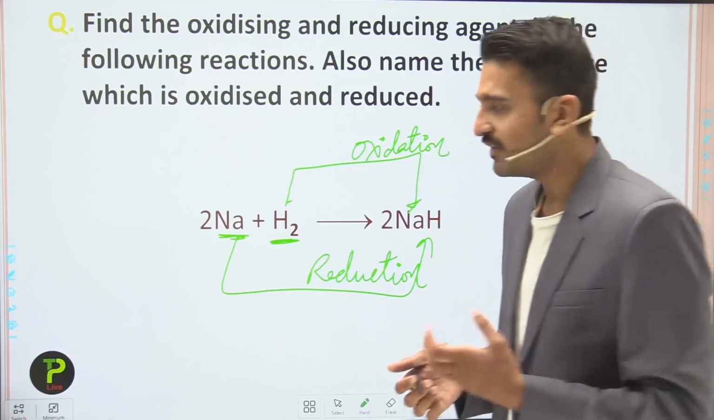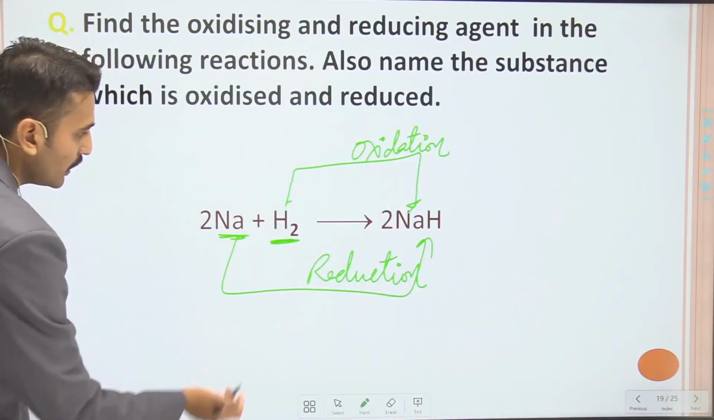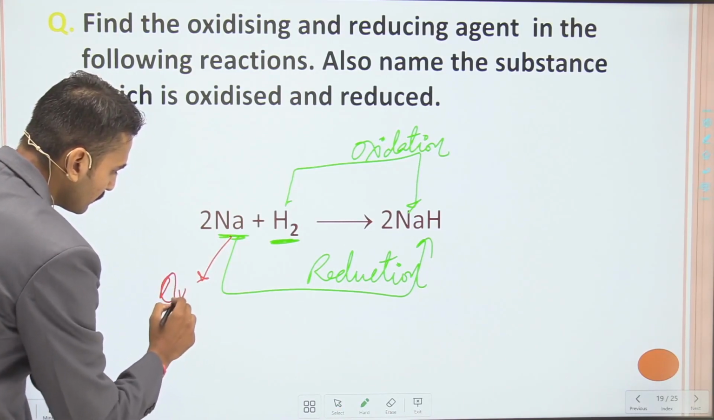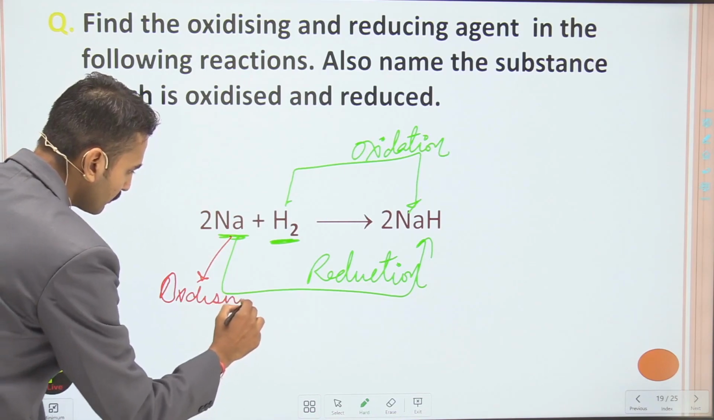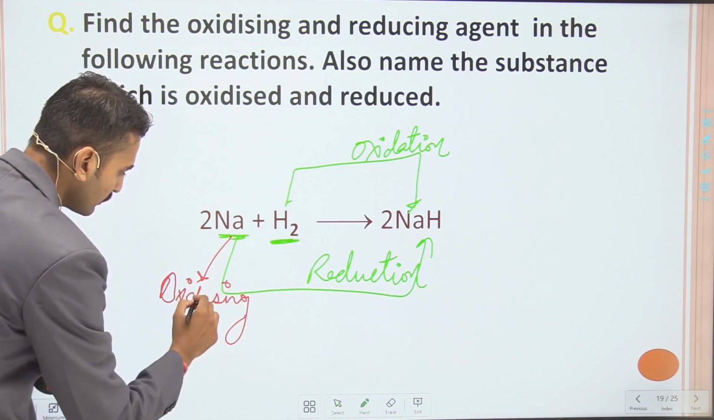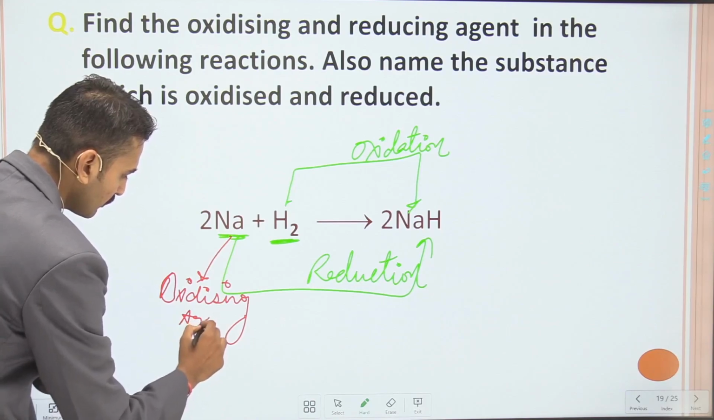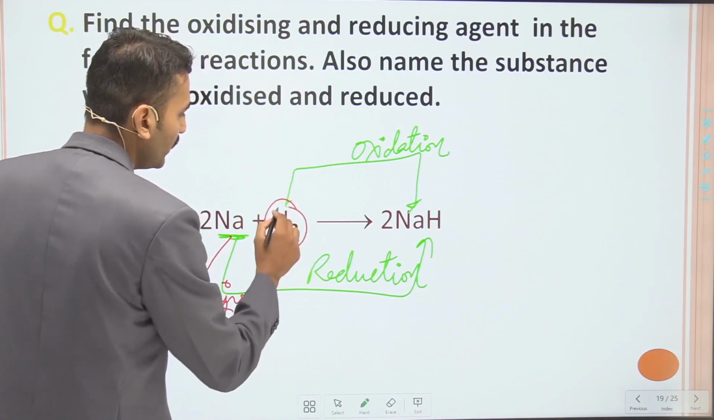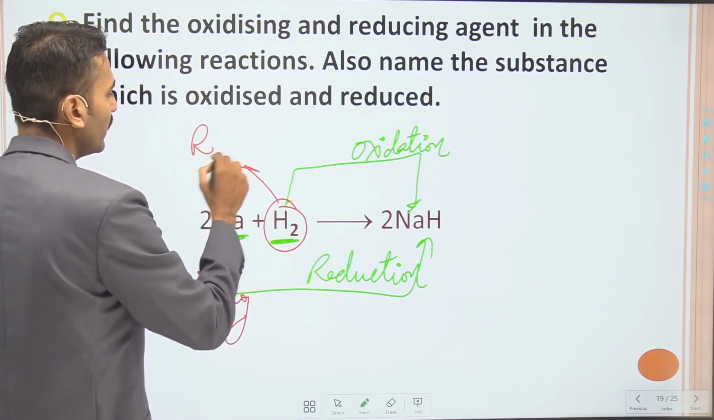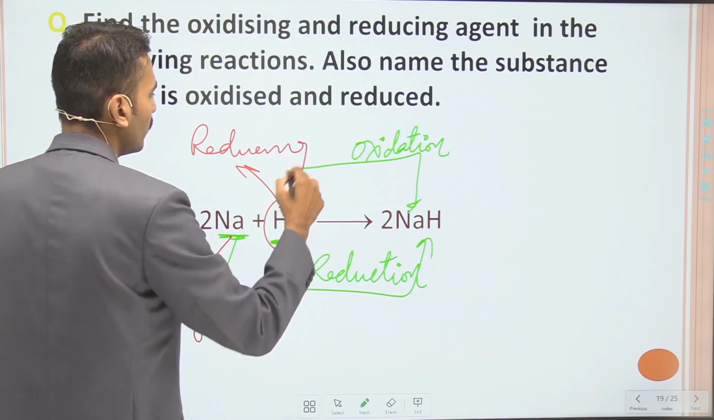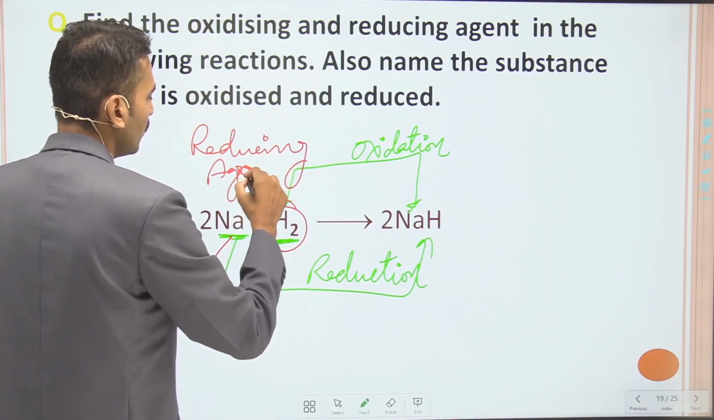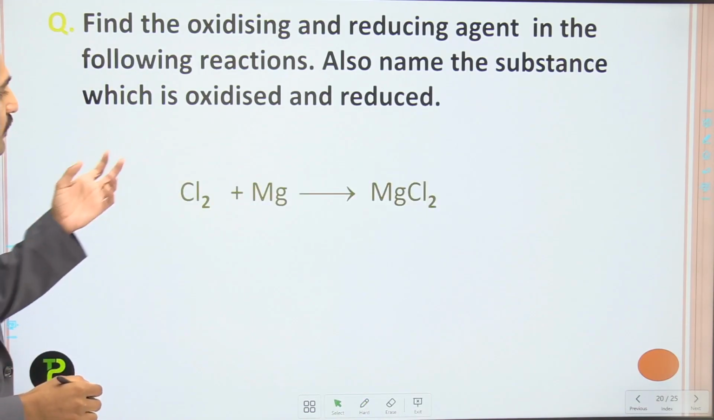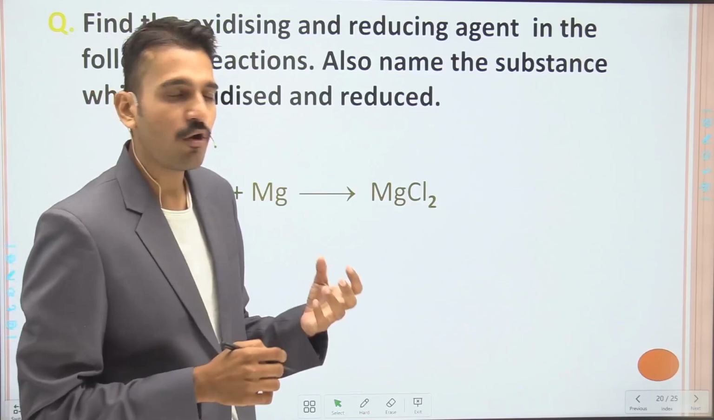So what are the oxidizing as well as the reducing agent? Here you see sodium is acting as an oxidizing agent, while hydrogen is acting as a reducing agent. Moving to another example, that is chlorine reacting with magnesium to form magnesium chloride.